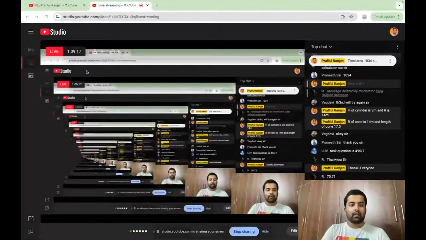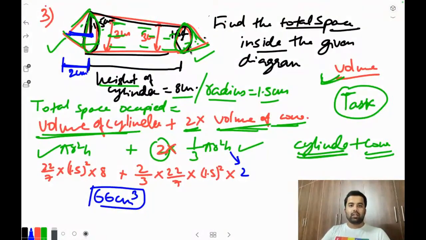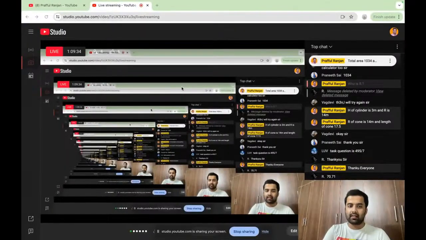Both cones' heights are the same value. This cone also 2, and that is also 2. Same thing. Height of cylinder is 8. You'll get 66. Don't worry about it.